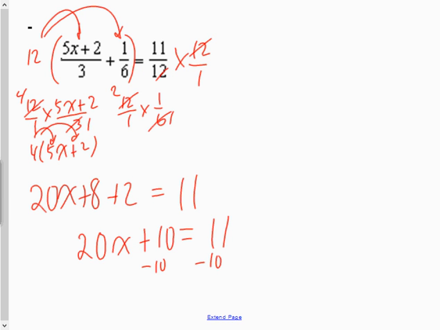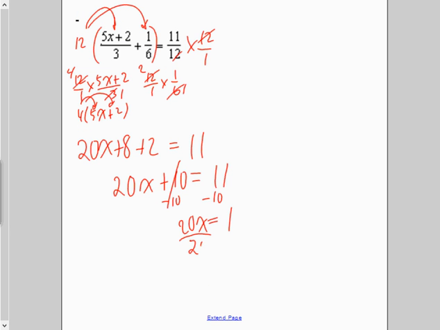Subtract 10 from both sides. I get 20x equals 1. Divide both sides by 20. And x will equal 1/20th or 0.05. And that's the solution for that question.